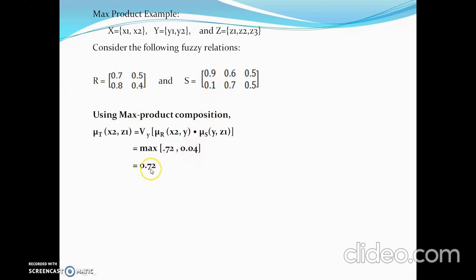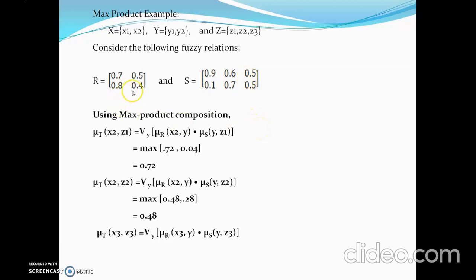Maximum value is 0.72. Take the 0.8 into 0.6 for the second column and 0.4 into 0.7: 0.48 comma 0.28. The value will be 0.48. Take the second row again with the third column. 0.8 into 0.5, the value will be 0.40. 0.4 into 0.5, the value will be 0.20. The maximum is 0.40. Now we got the relation max product of R and S.